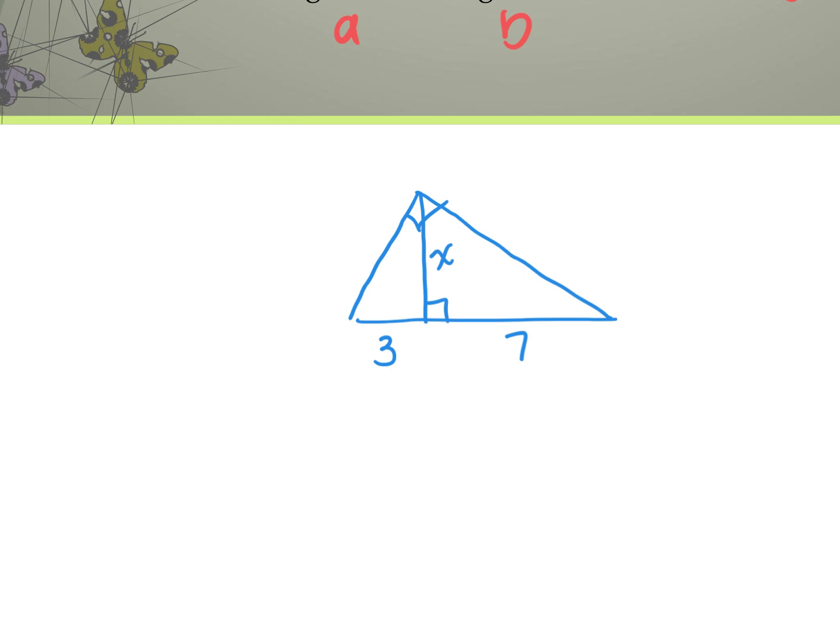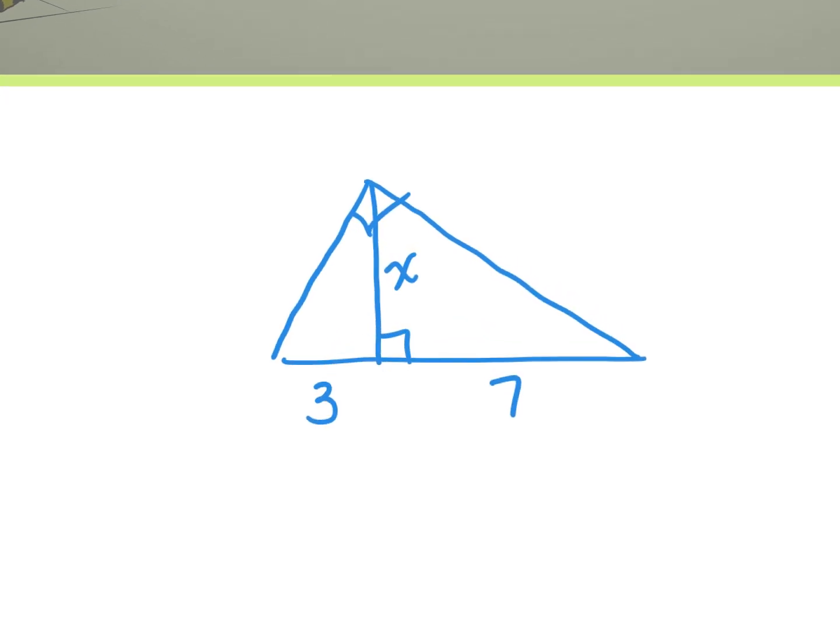So what this theorem says is when you set up a proportion, you're going to end up getting x over 3 equal to 7 over x. X over 3 equal to 7 over x. And what we do is it's basically just going to turn into the geometric mean of 3 and 7. So let's write that down. Geometric mean of 3 and 7.